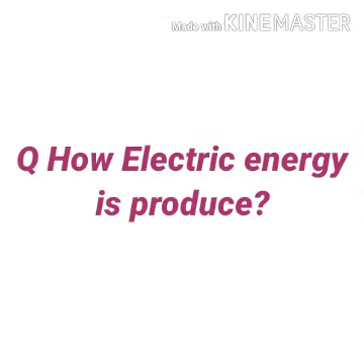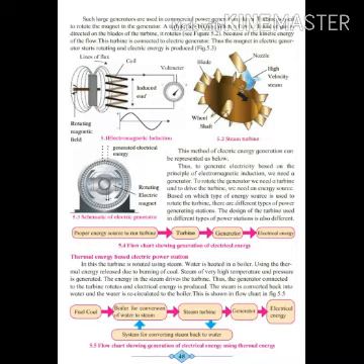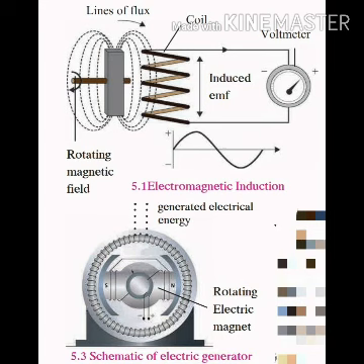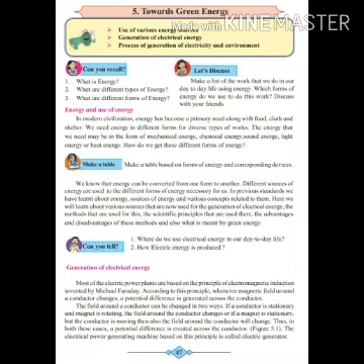How is electric energy produced? Electric energy is produced in the generators by using the principle of electromagnetic induction. The magnetic field around the conducting wires is changed, and this creates the potential difference. This results in formation of electric energy. Now let us study generation of electrical energy.